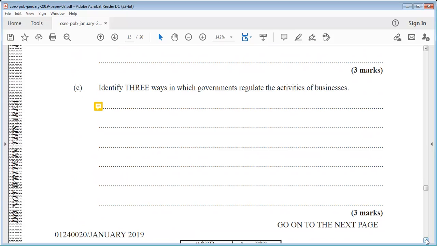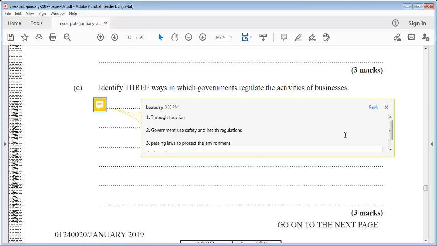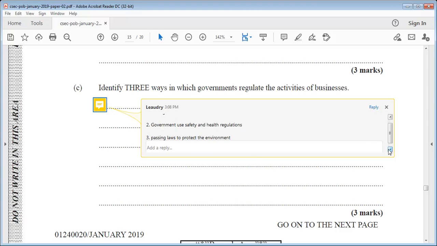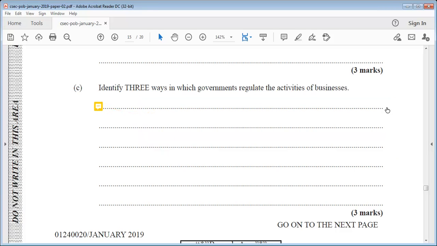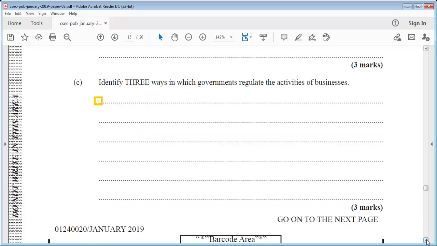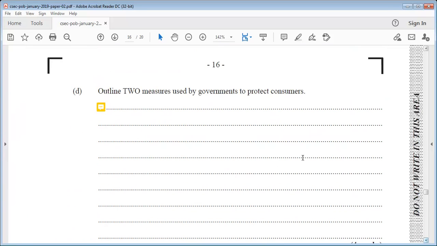The C part of the question says, identify 3 ways in which governments regulate the activities of business. 1, through taxation. 2, government use safety and health regulations. 3, passing of laws to protect the environment. So those are 3 marks. Let's go on to the D part.